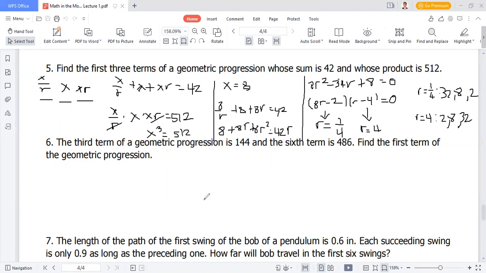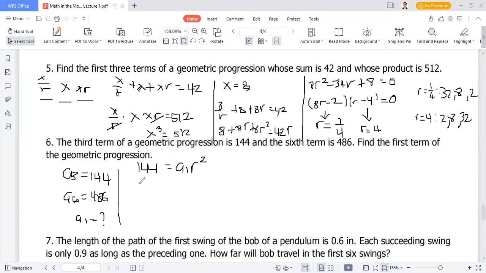Next. Number 6. The third term of a geometric progression is 144 and the sixth term is 486. Find the first term of the geometric progression. Yung a sub 3 daw is 144. Yung a sub 6 is 486. Hanapin daw natin yung a sub 1. Okay? So, gamitin lang natin formula. So, 144 equals a sub 1 r raised to 3 minus 1. Tama? Or simply 2.